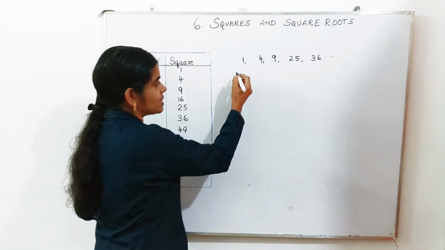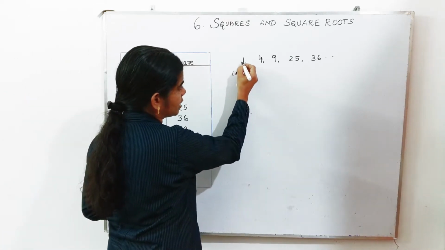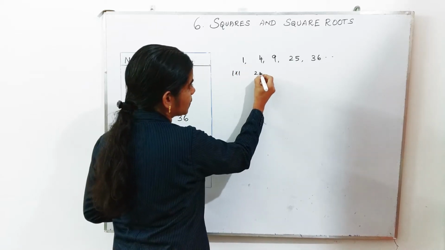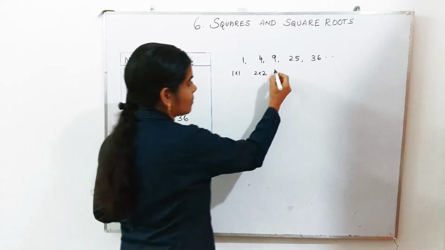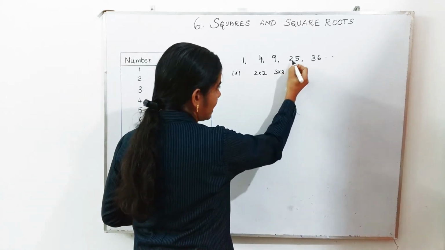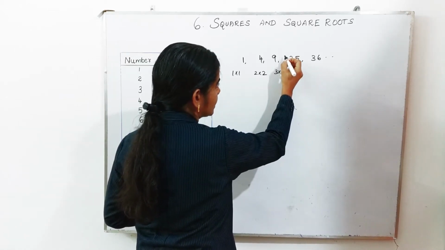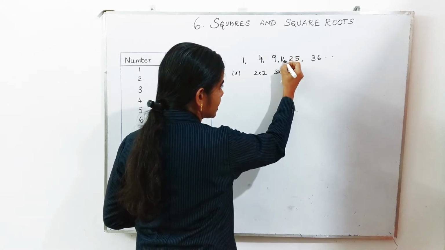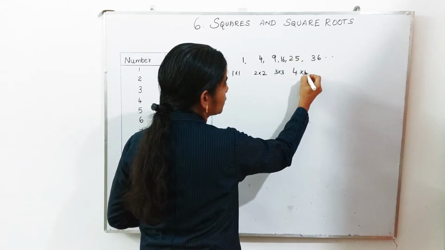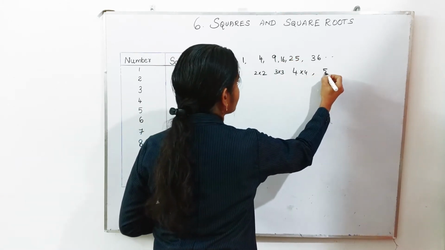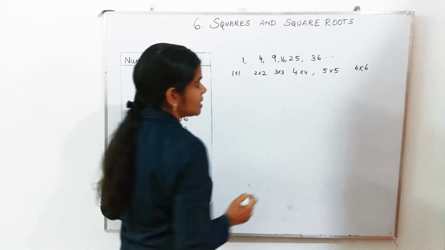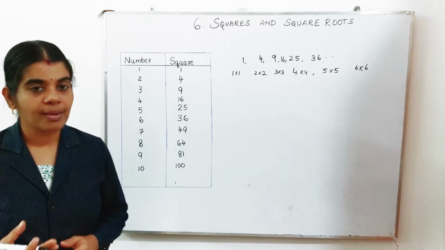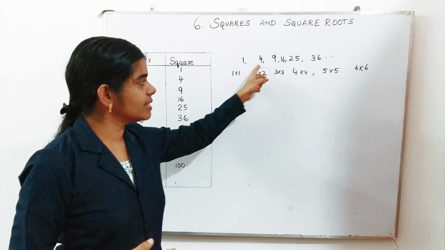If you multiply the same numbers, 1 into 1, you are getting 1. Here 2 into 2, you are getting 4. 3 into 3, you are getting 9. Next, 16 will be 4 into 4. 25 will be 5 into 5. 36 will be 6 into 6. If you multiply the same numbers, you are getting these numbers.